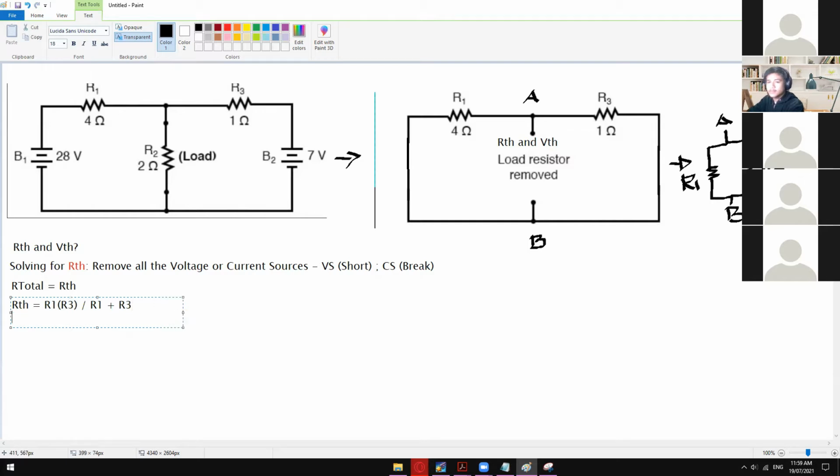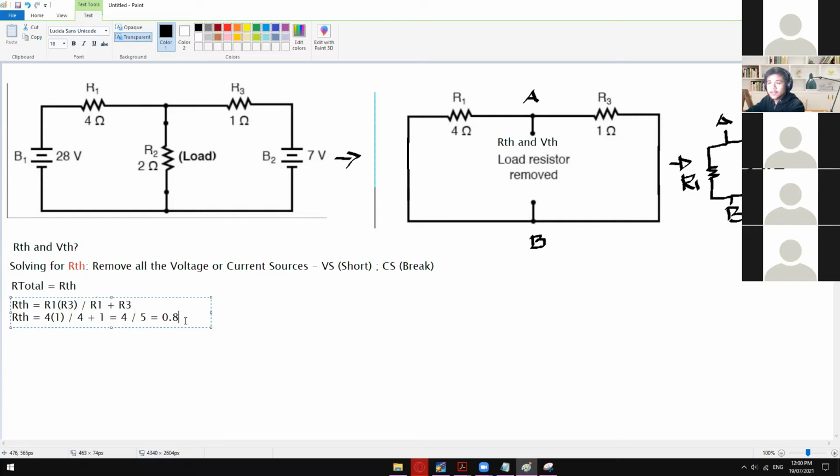Then from here, R1 is equal to 4 ohms and R3 is 1 ohm. There's no need for parentheses, so 4 for R1 and 1 for R3. You'll arrive with 4 times 1 is 4, and then 4 plus 1 is 5. Wherein 4 over 5 is, I think, 0.8.